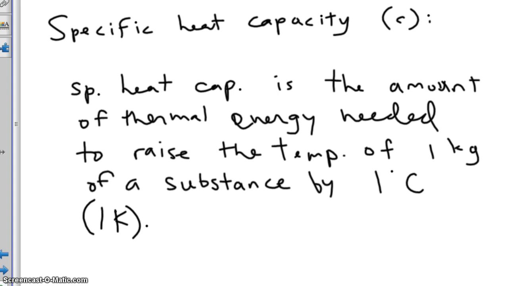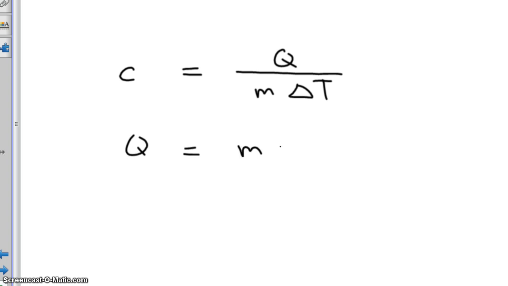That's the definition. There's an equation as well for specific heat capacity. You're probably familiar with it. Specific heat equals Q, the thermal energy, over m, the mass, times the change in temperature. Or you may know the equation like this: Q equals mcΔT, MCAT, that test you take to get into med school.